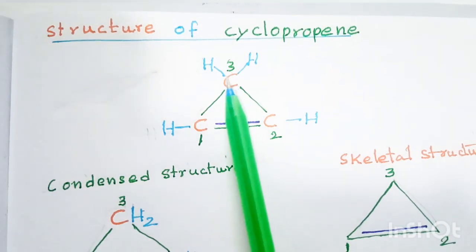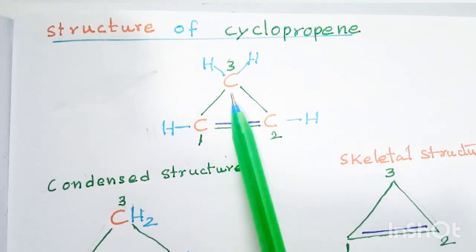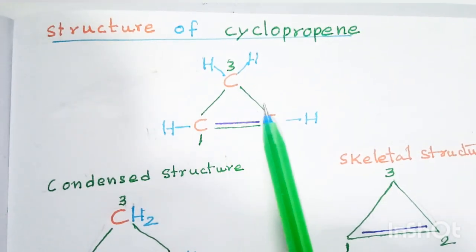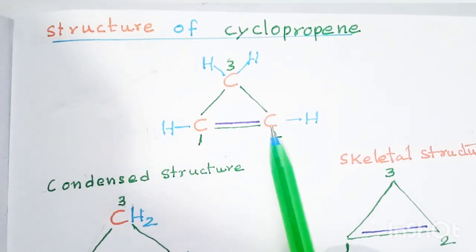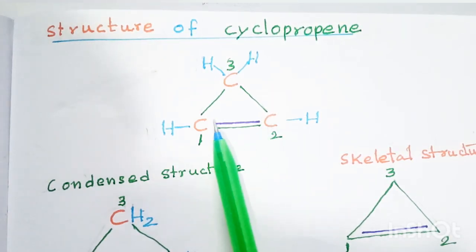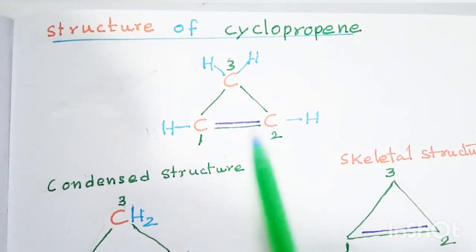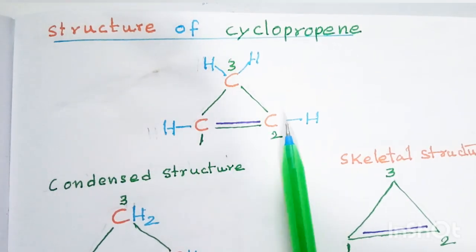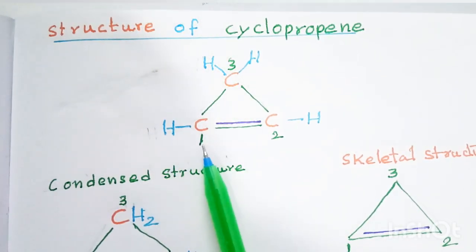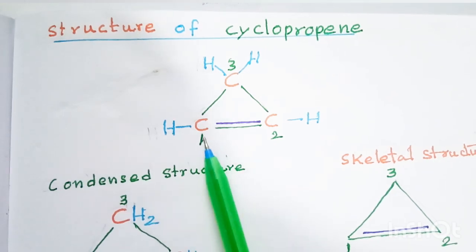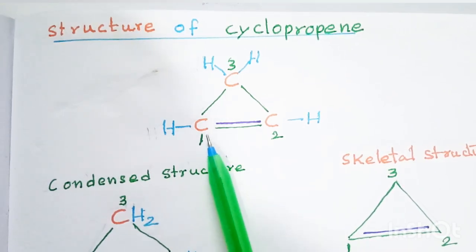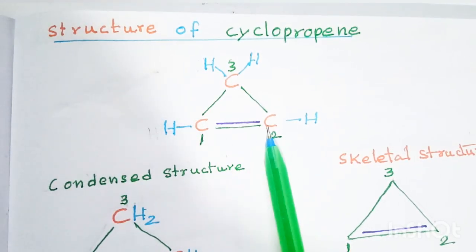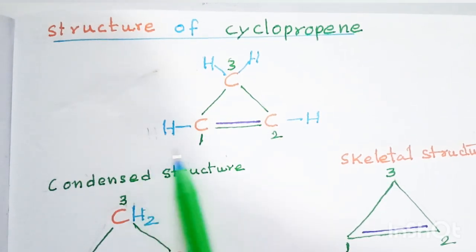This is a carbon atom attached by a single bond to another carbon atom, attached by another single bond to another carbon atom. There is a double bond between these first and second carbon atoms. Why did we take it as first and second? Because according to IUPAC rule, the double bond should get the least number on the carbon atom. So the least number is 1. This is 2.